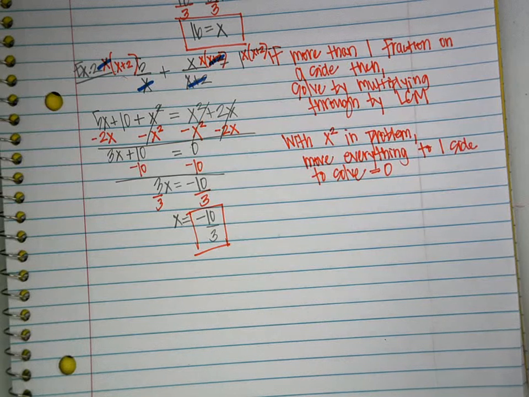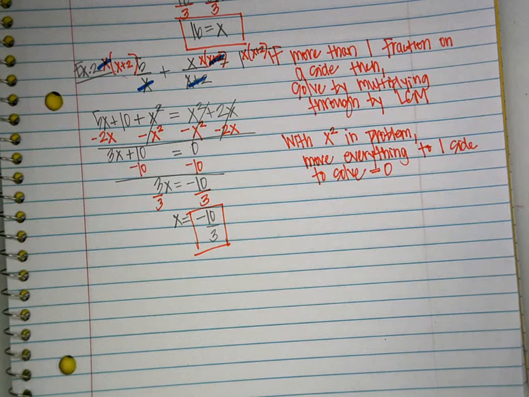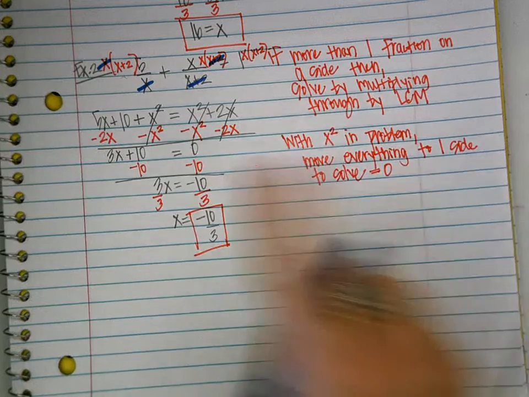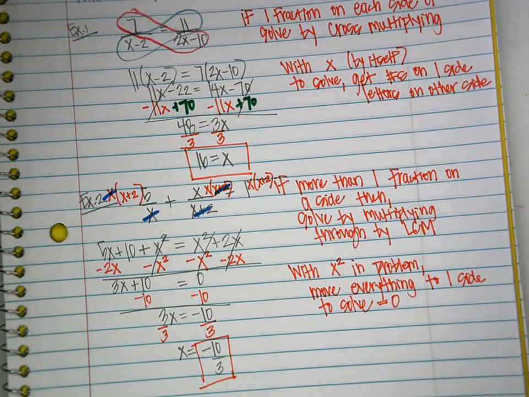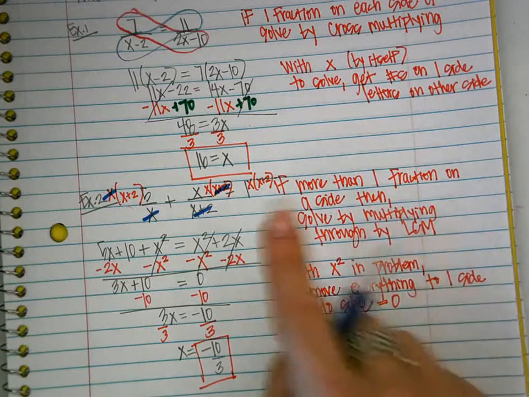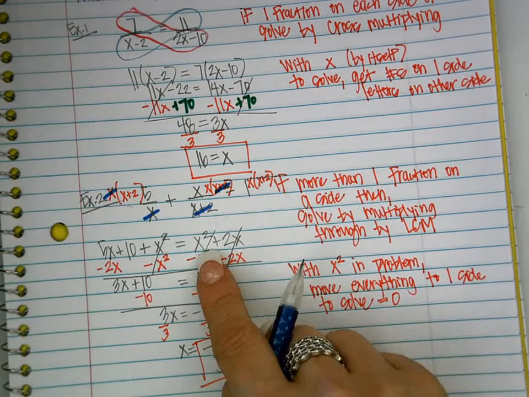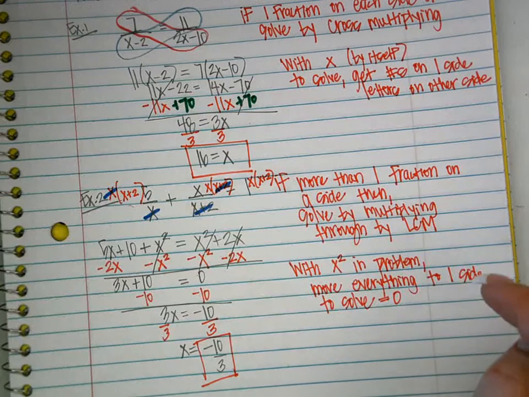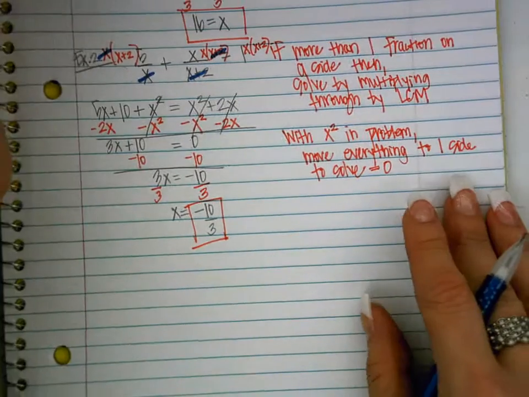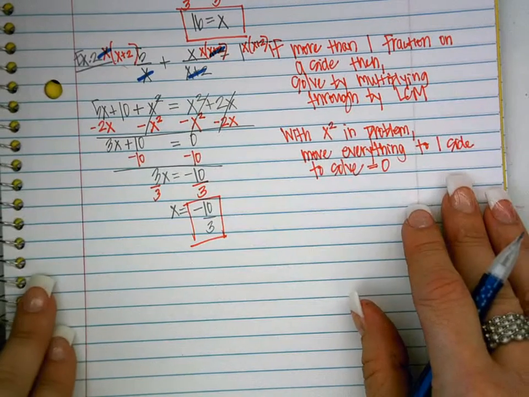Questions so far? Yes. I don't see how you got x squared plus 2x from multiplying 1. 1 times x plus 2. X times x gives you x squared. X times 2 gives you 2x. Any other questions that you guys are confused about? Okay, let's try another one.